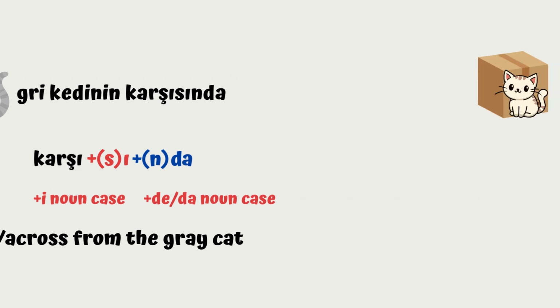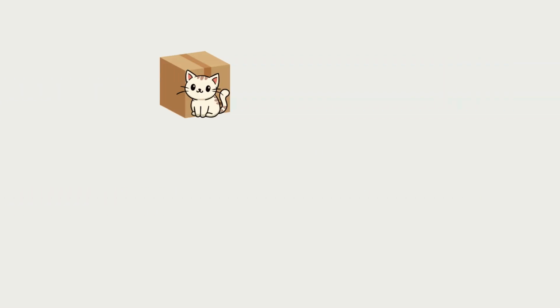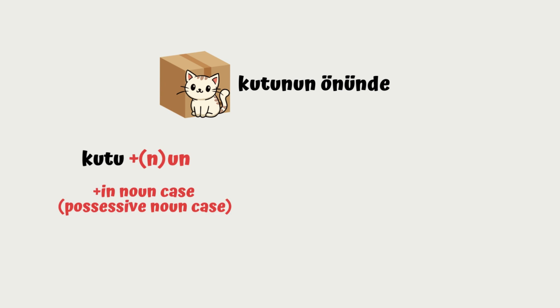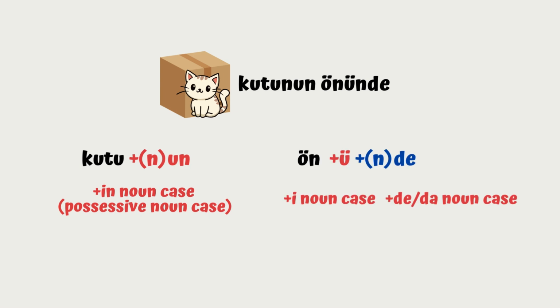So let's take a look at another example. So where is the cat? The cat is in front of the box. So kutunun önünde. So kutu takes in noun case. Again, it becomes kutunun. And ön takes in noun case and then de da noun case. So it becomes önünde. So we're saying at the front of the box.